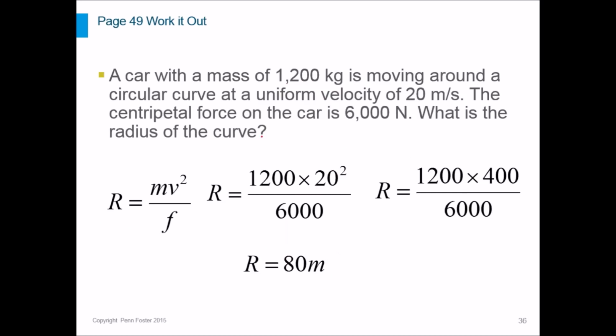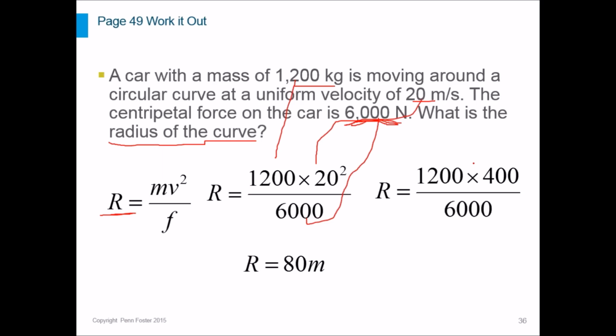All right, and we have one more example where we're doing the other way, where we're finding the radius. So this time we're given the mass and the velocity and the force. We already know the centripetal force, and it's asking us what's the radius of the circle. Okay, so we have our formula that's r equals, and then we just put our numbers in. All right, our mass is 1200, our velocity is 20, and our force is 6,000.